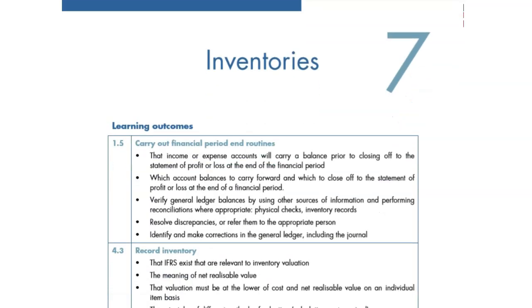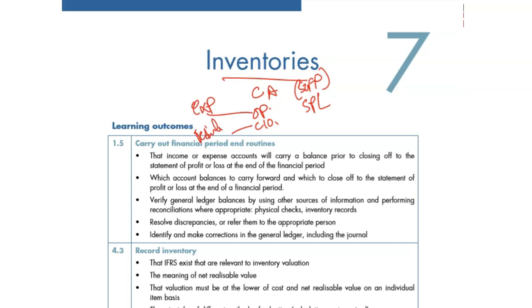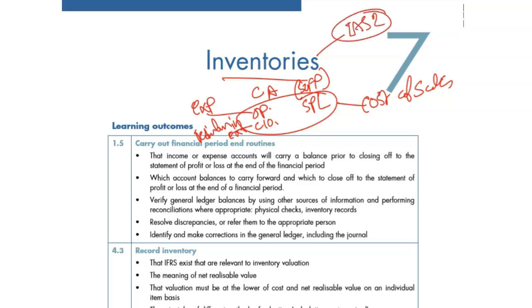Inventories. Well, inventory is a major part for any business. Inventories are recognized as a current asset in the SOFP. Also, both opening and closing inventories are treated in the SPL. Opening inventory is treated as an expense and closing inventory is a reduction in expense. Where do you treat this? Into cost of sales.